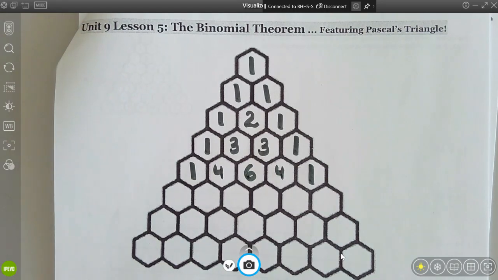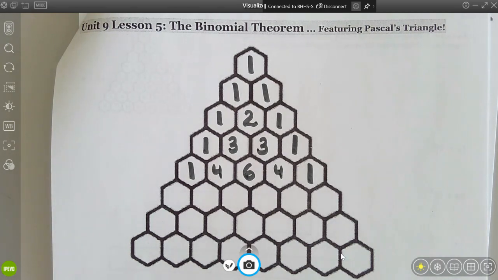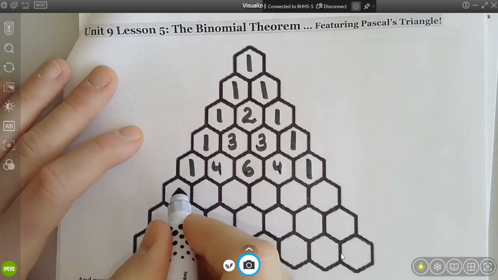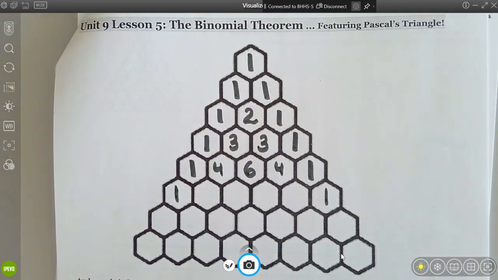Let me just see a show of hands. I'm not picking on anyone right now. I just want to see a show of hands. How many of us think we see the pattern? 1, 2. Okay. I'm going to go one more. 1 and 1 on the ends. Have we at least figured out that the ends are 1s?